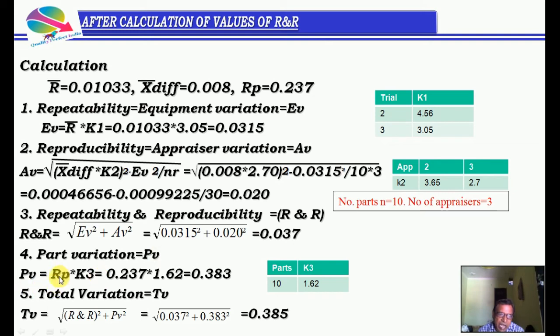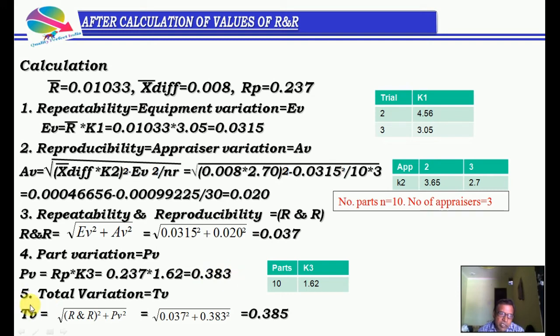Now we are going to calculate part variation, that is known as the PV. PV means RP into K3. RP you take value from here, 0.237, and K3 means if number of parts is 10, for that K3 value will be 1.62. So if you put K3 value 1.62 here, the value for PV will come 0.383.